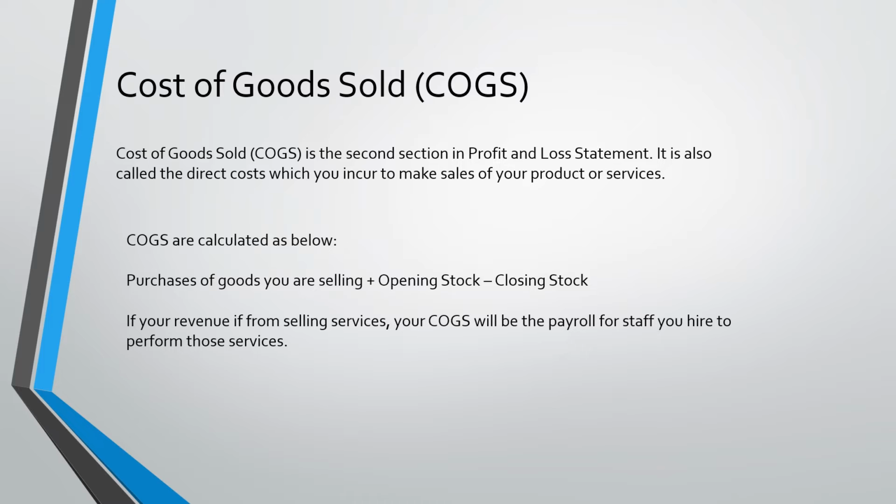If your revenue comes from selling any type of services, maybe it's an architect firm or it's an accounting firm, the COGS will be the payroll of the staff you hire to perform those services. And there will not be any opening stock or closing stock because you don't sell stuff, you only sell services.